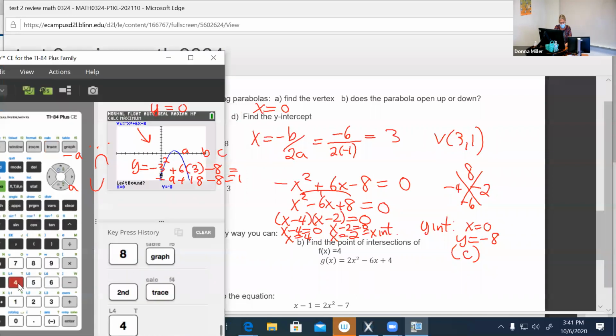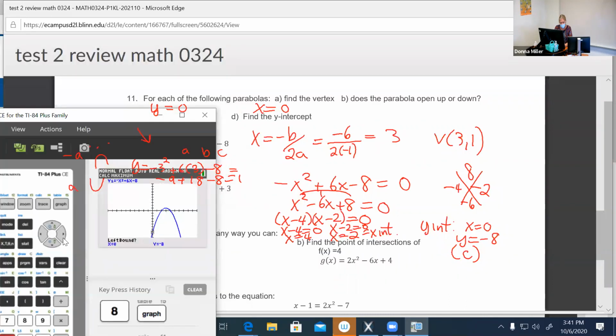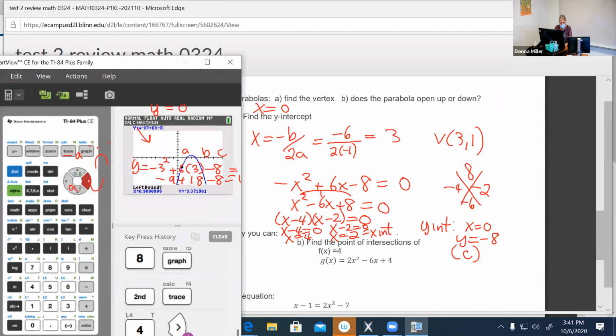It comes back, it says left bound. So that means you move the cursor so it's somewhere to the left side, which it already is. Press enter. Come back, it says right bound. You're going to move the cursor to the right-hand side of the vertex. Press enter. And there's your maximum, 3, 1, just like what we got algebraically.